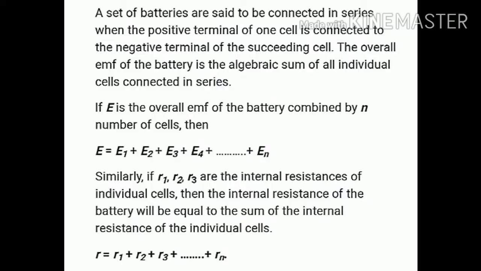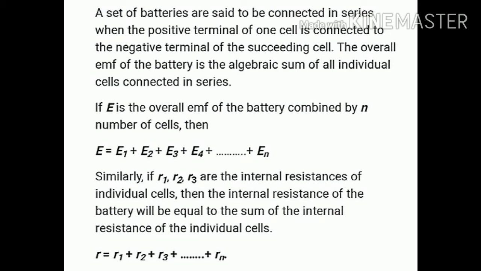Series batteries. A set of batteries are said to be connected in series when the positive terminal of one cell is connected to the negative terminal of the succeeding cell. The overall EMF of the battery is the algebraic sum of all individual cells connected in series. If E is the overall EMF of the battery combined by n number of cells, then E is equal to E1 plus E2 plus E3 plus E4 and so on.